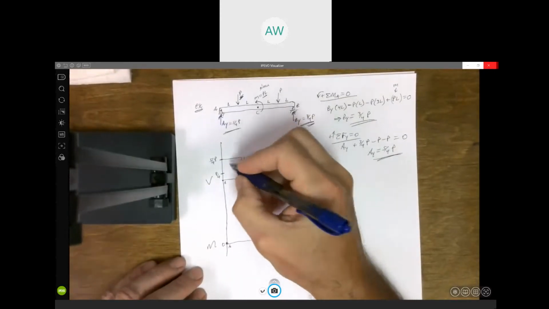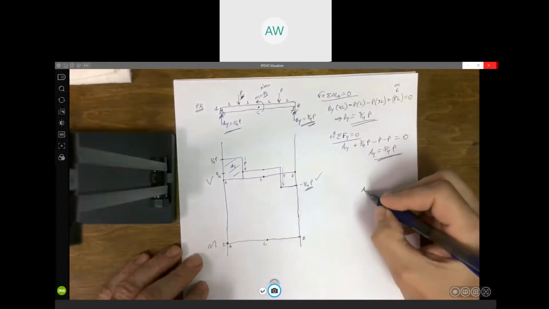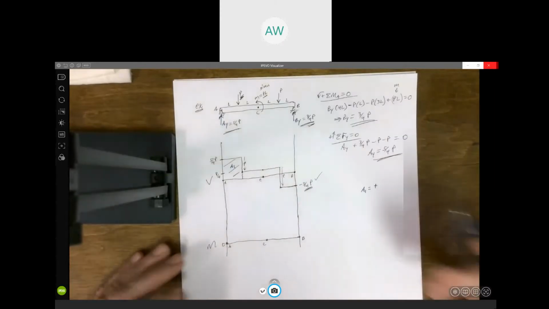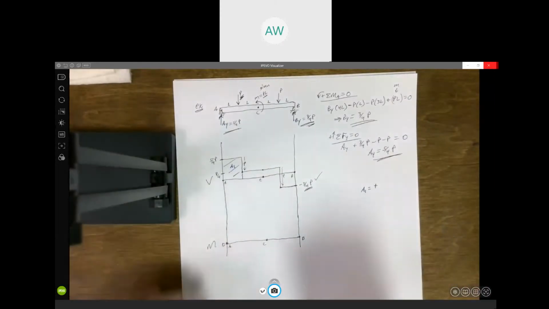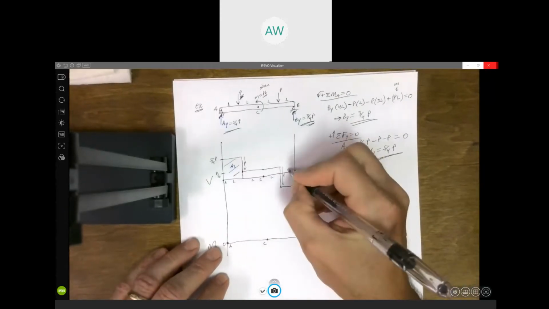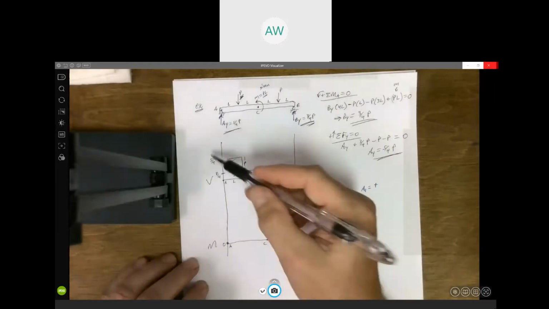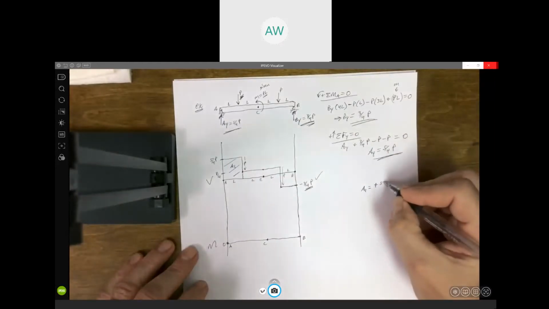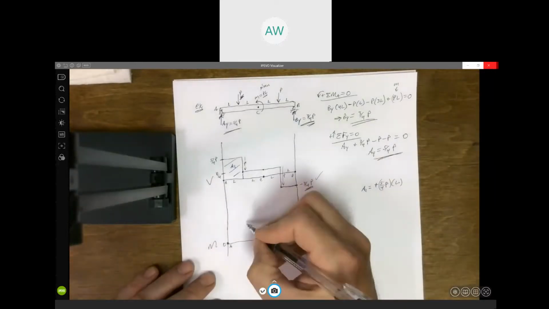Whatever this is, we'll call it A1. Right, it's positive. It's above the axis. We're going up that amount. Well, it's height times width. Each one of these is L. And so the area is just going to be height times width, 5/4 P times L.